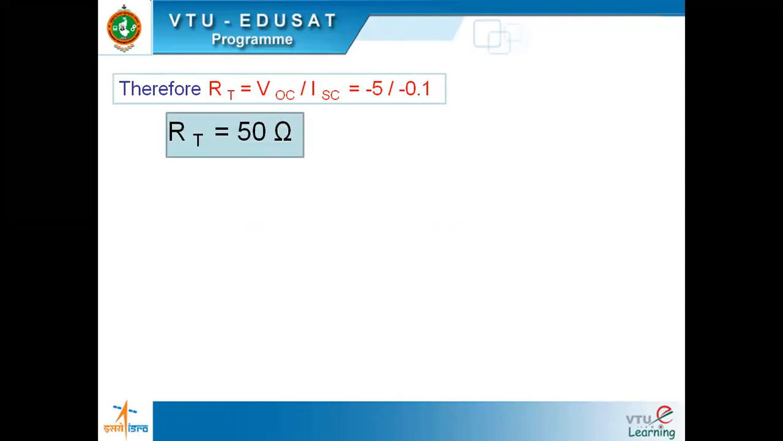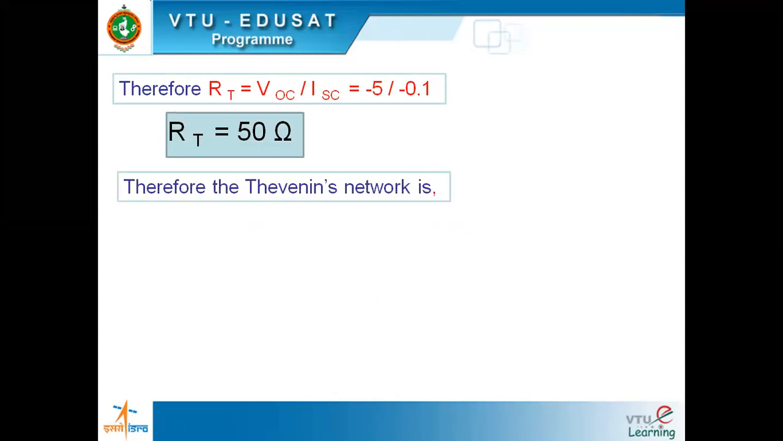RT is 50 ohms. What was asked? To find out the Thevenin's equivalent. So therefore, the Thevenin's equivalent network is this. VOC is minus 5 volts. RT is 50 ohms.